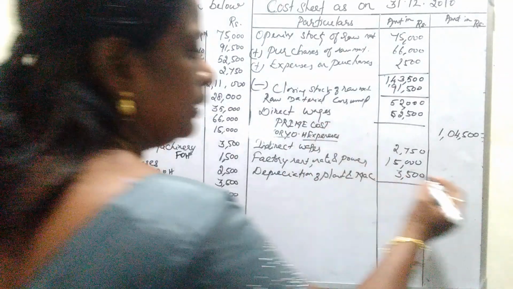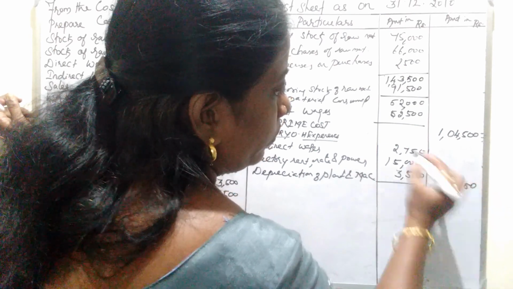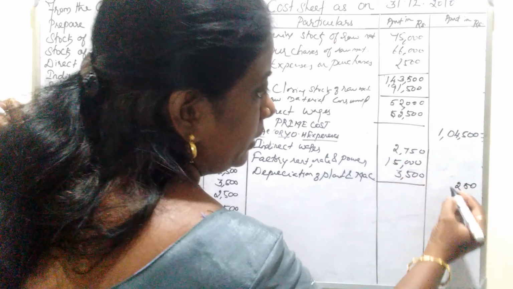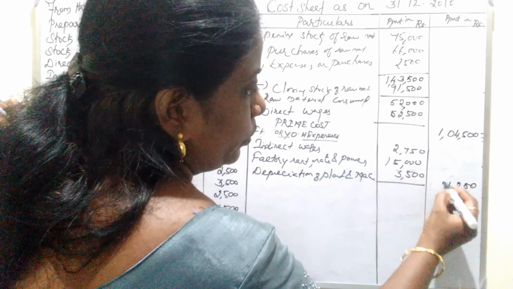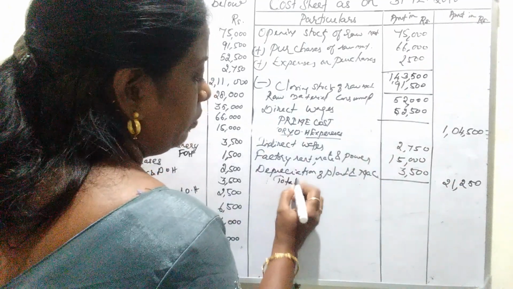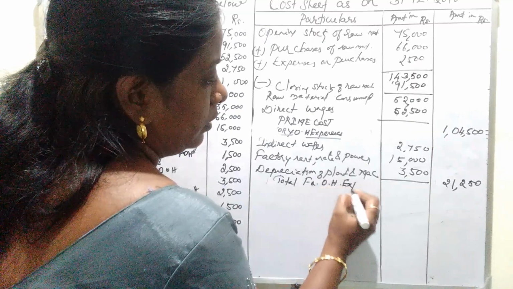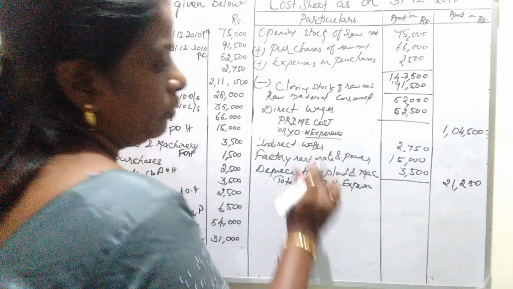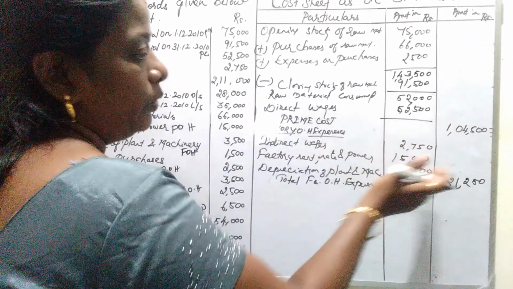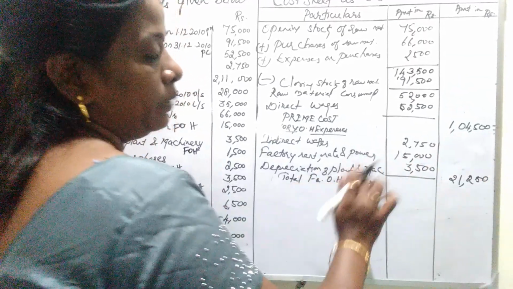We have to add these three factory expenses. 21,250 is the total factory overhead expenses. This is the total of the three. Okay, these are the factory overhead expenses. We have to add these three and find the total factory overhead expenses.